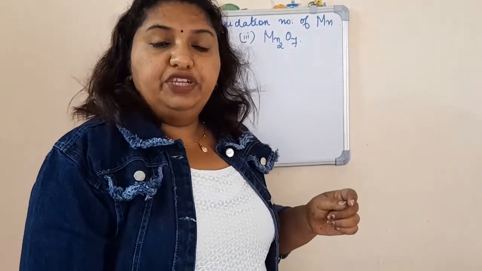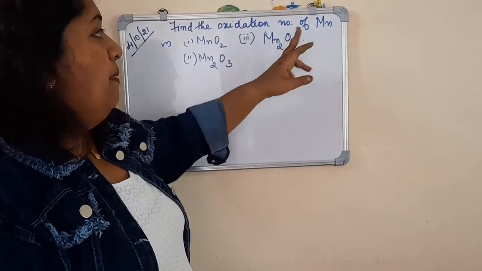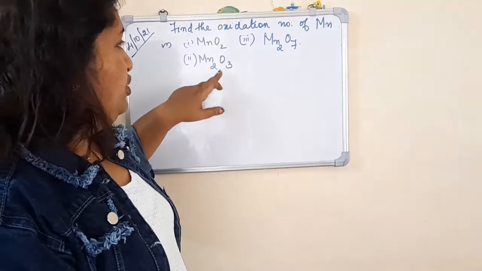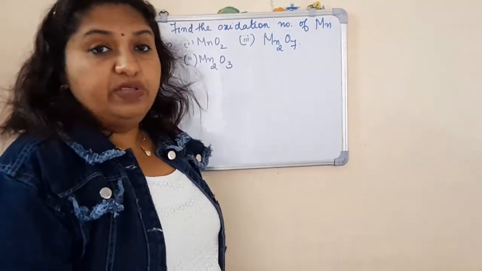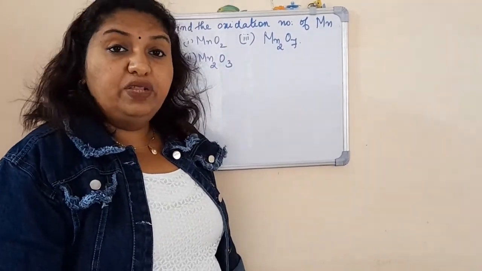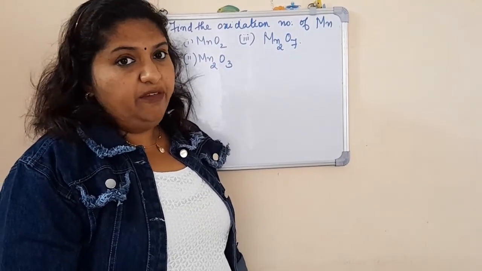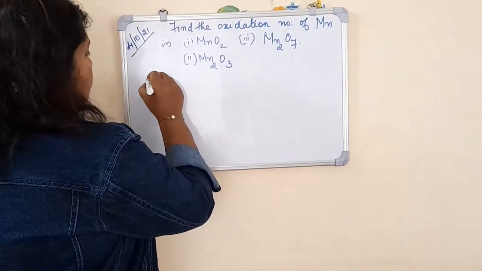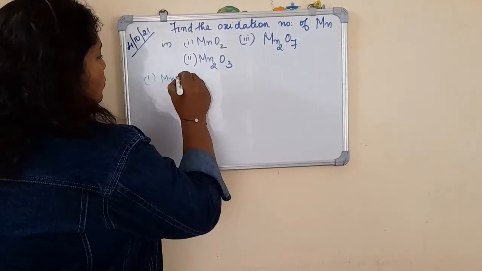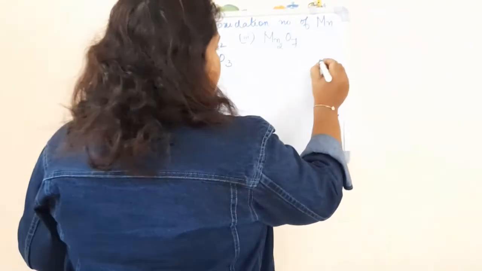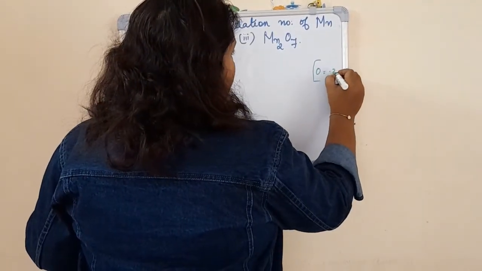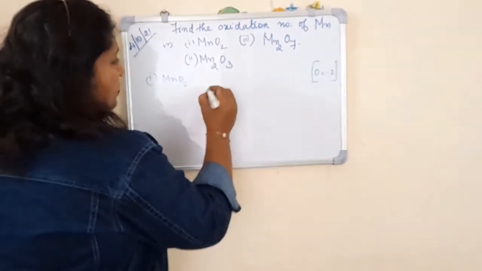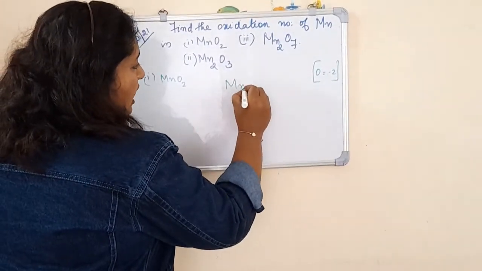Here we are going to find out the oxidation number of manganese in 3 conditions: MnO2, Mn2O3 and Mn2O7. We will start with the first one, MnO2. The oxidation number of oxygen is always minus 2, so no worries. Listen carefully.